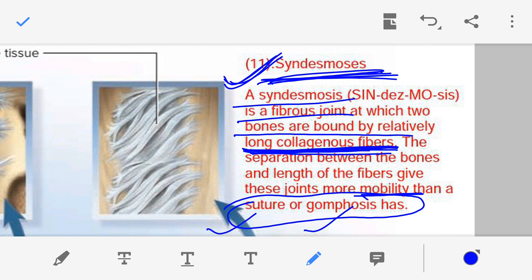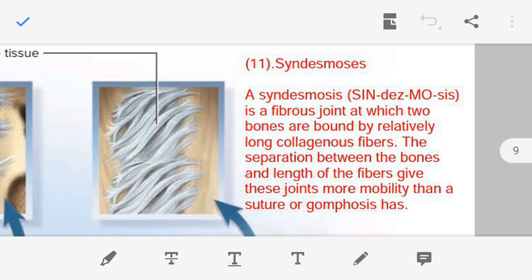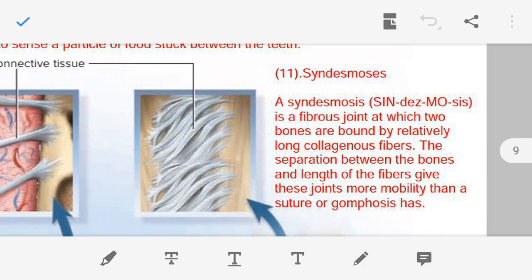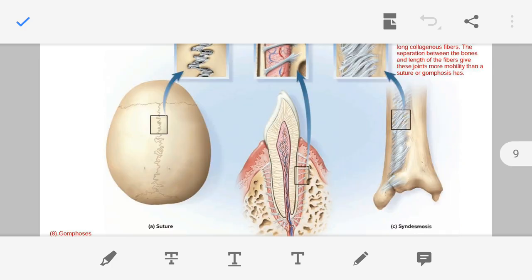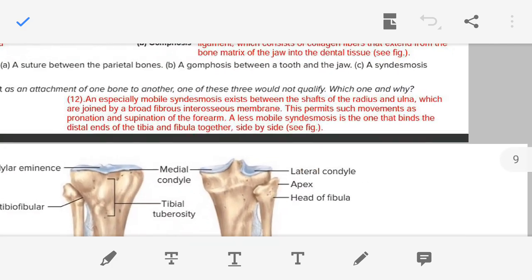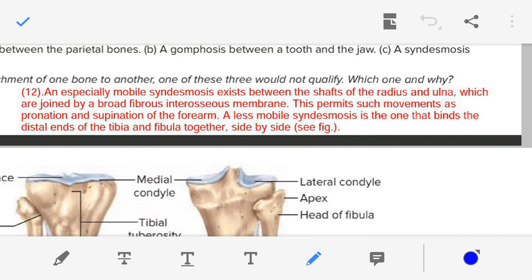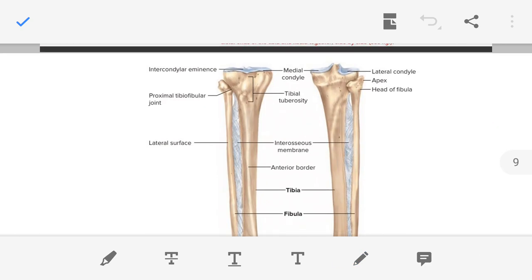In the sutures and gomphosis, there is hardly any movement, or we can say there is no movement. In teeth, very little movement is there, and in sutures, very little movement is there. But in the case of syndesmosis, a good amount of movement or mobility between the bones is observed. Now, where is this syndesmosis present? This is the 12th point. You can read this, and I am directly explaining this point to you.